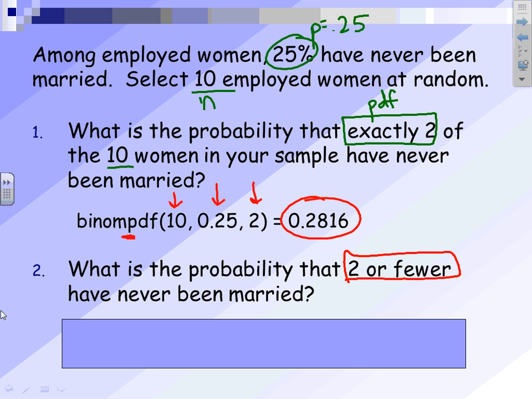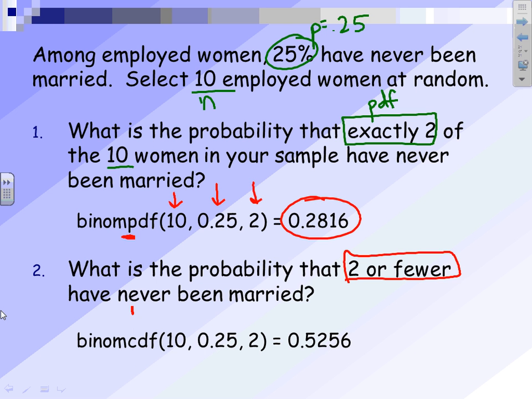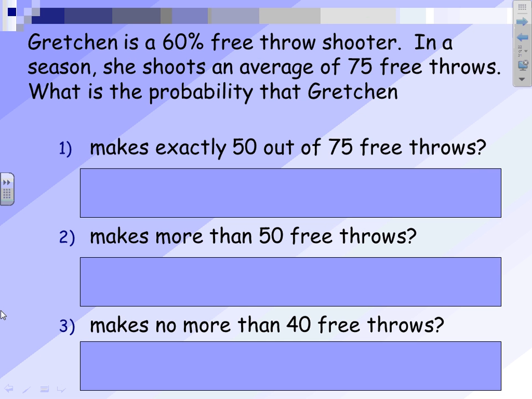Next question says, what's the probability that 2 or fewer? Key there, 2 or fewer. That means it could be 0, it could be 1, it could be 2. Exact same setup. How we enter it into the calculator looks exactly the same, except now we're talking about CDF: N is 10, P is 0.25, X is 2, and that gives us the probability of 0, 1, or 2. Notice the probability is quite a bit higher because we're very close to the actual mean. So that's the difference between using PDF versus CDF. If I were you, I would stop the video at this point, try this problem on your own, and then push play once you think you have the answer.